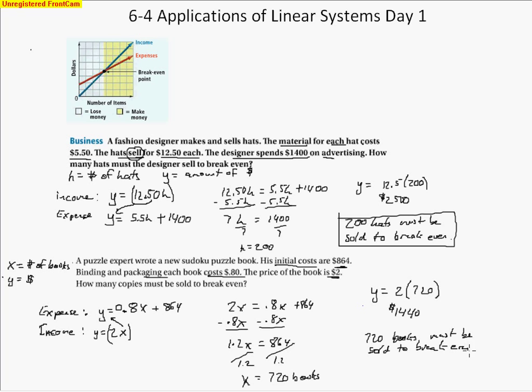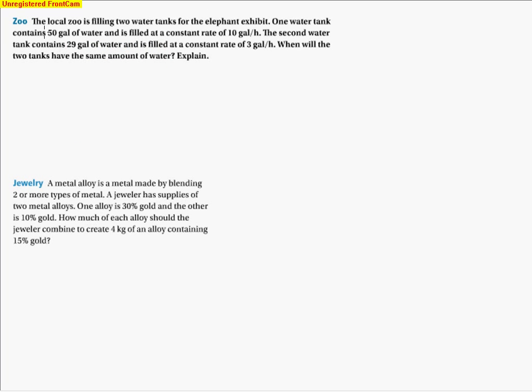Well, let's look at the next type of problem that we'll end up seeing on the homework, and that is this. It says the local zoo is filling 2 water tanks for an elephant exhibit. One tank contains 50 gallons and is filled at a constant rate of 10 gallons per hour. So whenever we see that word constant rate, that tells us we're dealing with the slope. And 50 gallons, that's what it already contains, so this is the initial amount, the beginning amount. This is where it starts.